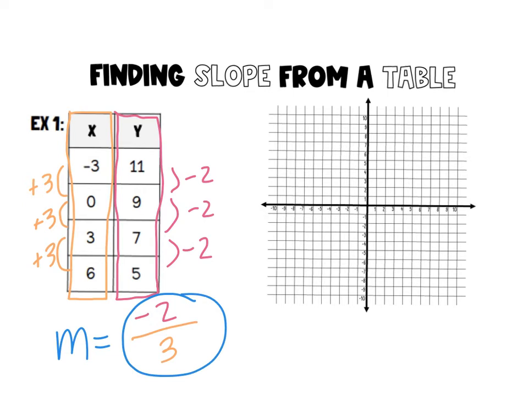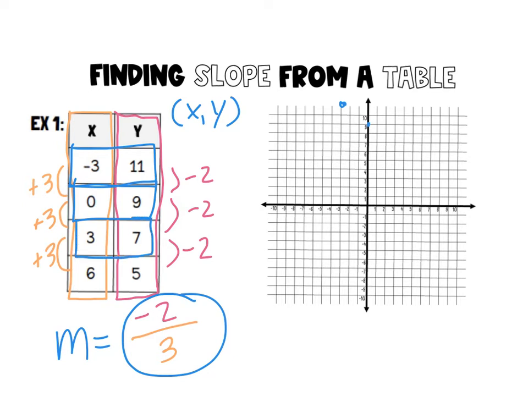I'm going to plot my points so that you are able to see what it looks like from a graph point of view. -3, 11 would be up here. It's kind of off the graph. So yes, remember every point has an XY coordinate. So this is a point, 0, 9 is a point on a graph. 3, 7 is a point on the line.